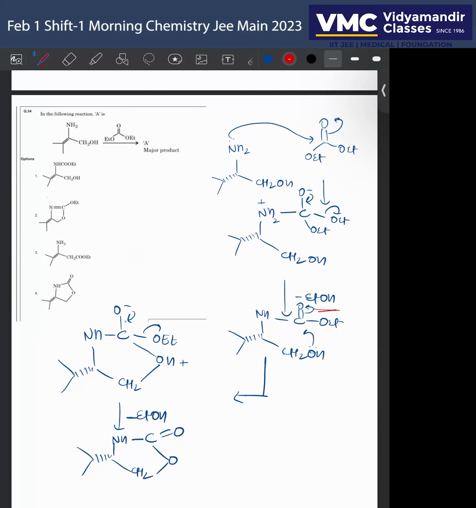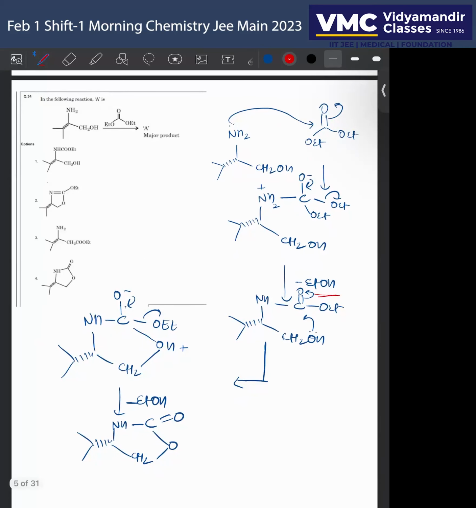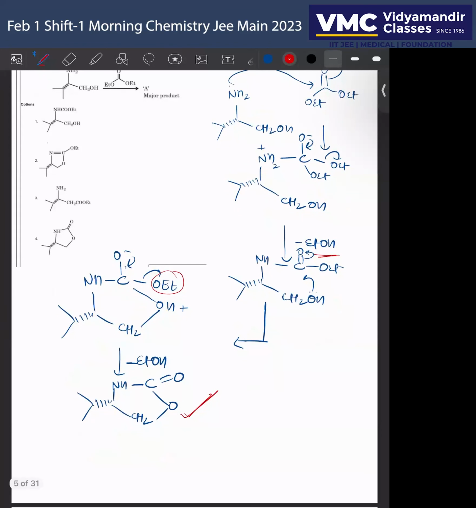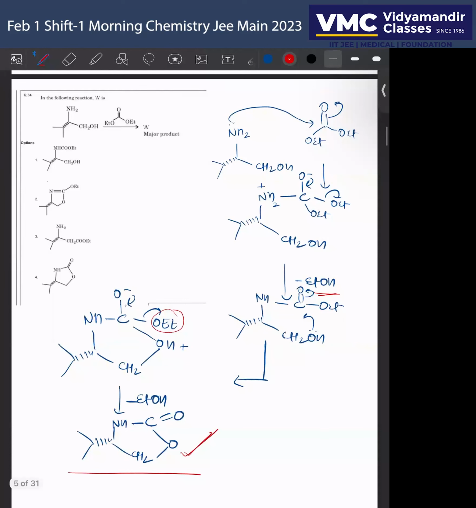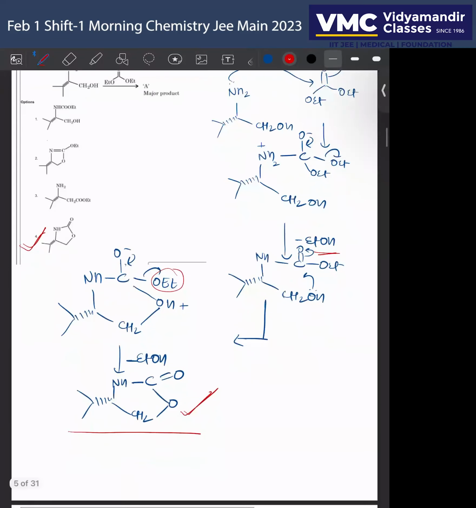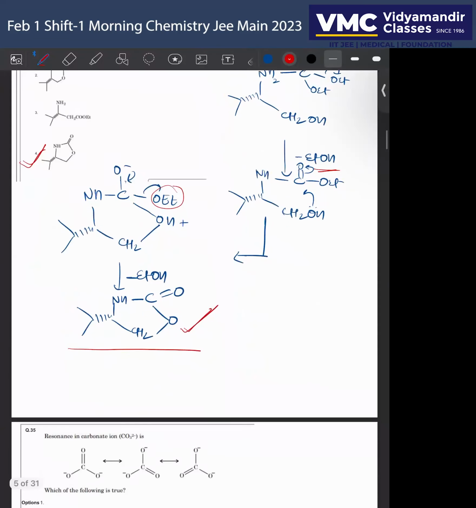Afterwards, we'll see that the OH linked to the compound will attack the carbonyl carbon again, leaving behind OEt as EtOH, and you get a 5-member ring like this. So it is the correct answer. See, the option number 4 matches the same. Hence, option number 4 is the correct answer. Okay. Yeah. Next, moving on to the next question.